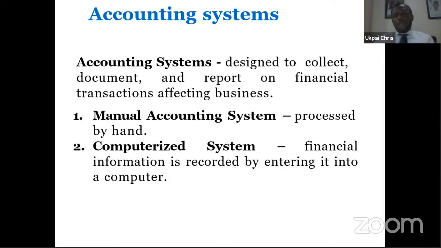Accounting system. We'll talk about the accounting system before we define what accounting is. Are you there? An accounting system is designed to collect, document, and report on financial transactions affecting businesses. So it's wise you keep your financial record. We have the manual accounting system and we have the computerized system. The manual accounting system is bookkeeping. Am I communicating? Bookkeeping is processed by hand. You keep the record. Where computerized is concerned, the function is recorded by entering it into the computer.